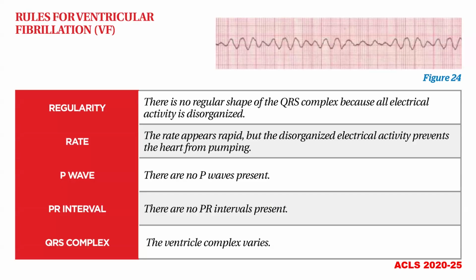There is no regular shape of the QRS complex because all electrical activity is disorganized. The rate appears rapid, but the disorganized electrical activity prevents the heart from pumping. There are no P waves. There are no PR intervals. The ventricular complex varies. A typical picture of ventricular fibrillation looks like this.